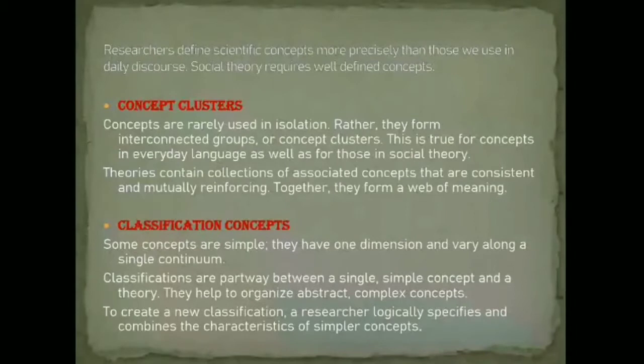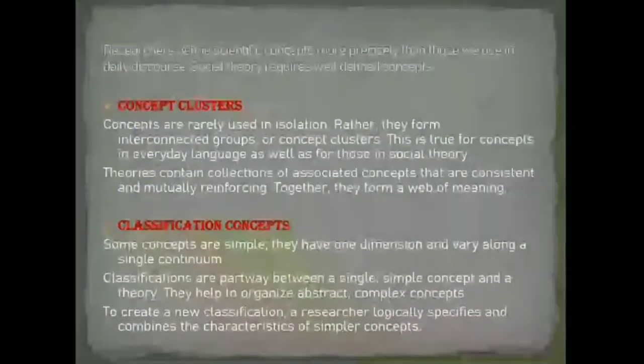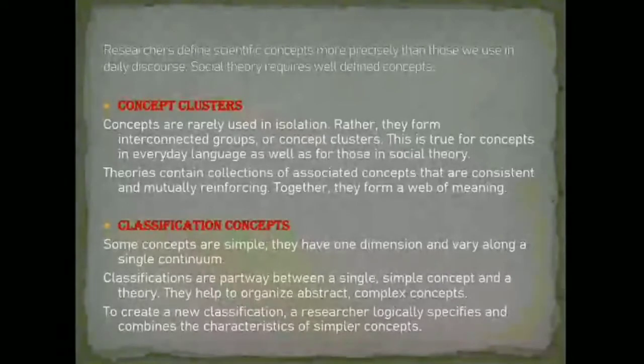Classification concepts. Some concepts are simple, they have one dimension and vary along a single continuum. Classifications are partway between a single, simple concept and a theory. They help to organize abstract, complex concepts. To create a new classification, a researcher logically specifies and combines the characteristics of simpler concepts.